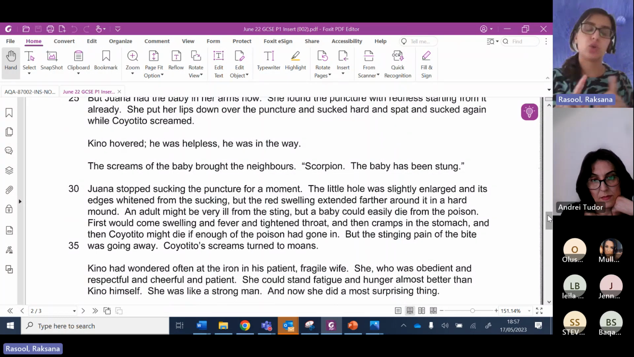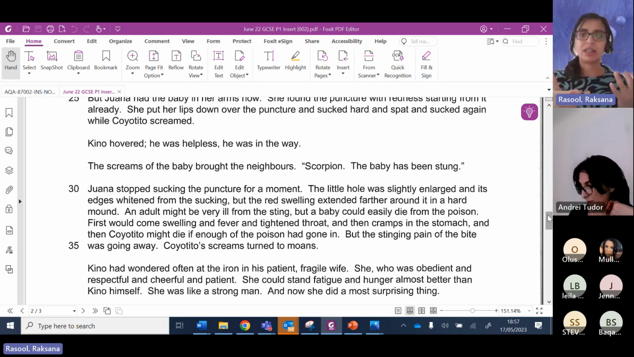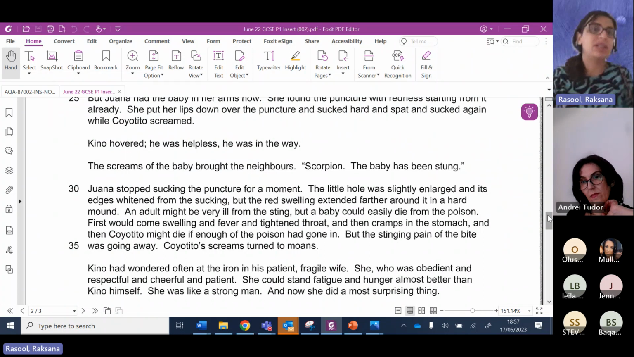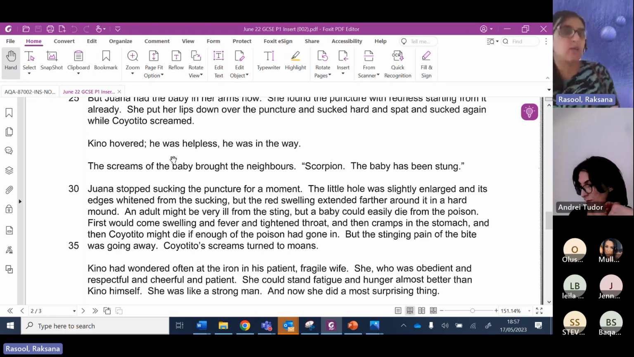And then you can also talk about, if you had time and you talked about the structure, a reversal of roles. Kino is the typical father figure, to protect the family, but Juana is the typical mother figure. Her instincts are to save her baby and her baby's life and to comfort her baby. And her actions are all geared towards that. Once Kino has killed the scorpion, he doesn't know what to do. He's hovering. He's helpless. He's done the aggressive male thing, and now he doesn't know what to do.